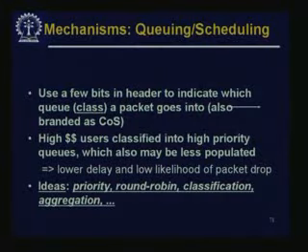You may use a few bits in the header to indicate which queue a packet goes into. So, that is also a mechanism. Lower delay and low likelihood of packet drop for maybe high end users. Okay. So, priority, round robin, classification, aggregation, these are the different mechanisms which we use. So, with this we come to the end of a short handling of this congestion control issue.